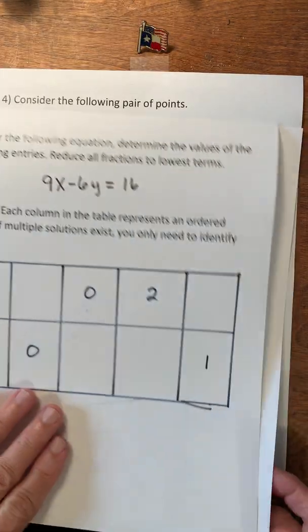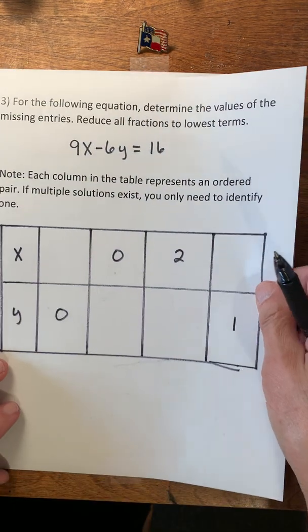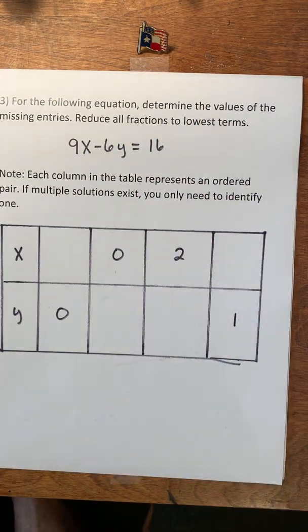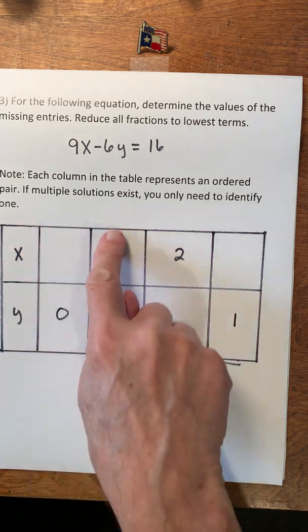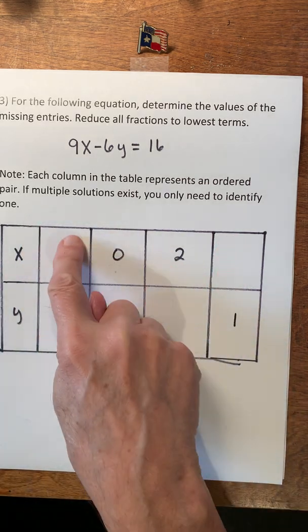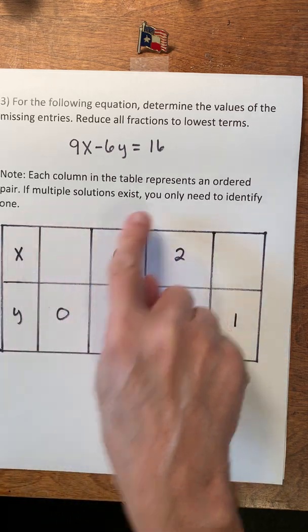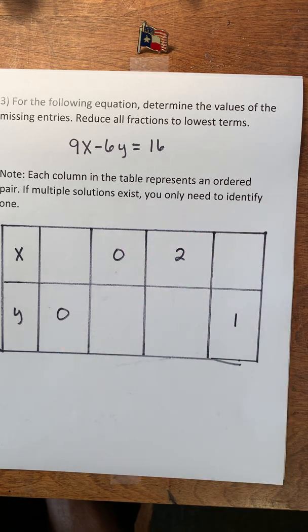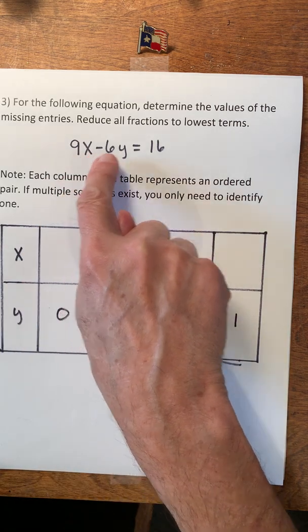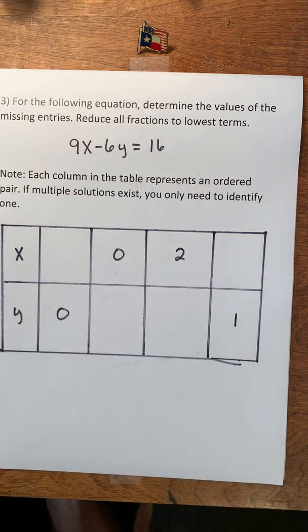All right, next one. This one comes out of 3-1. It says for the following equation, determine the values of the missing entries. Reduce all fractions to lowest terms. Note, each column represents an ordered pair, an x and a y. If multiple solutions exist, if you got more answers than one that could go in here, just put in one. And the only time that's going to happen is if you had a squared value in one of these. But we don't, so we're just going to get one answer.